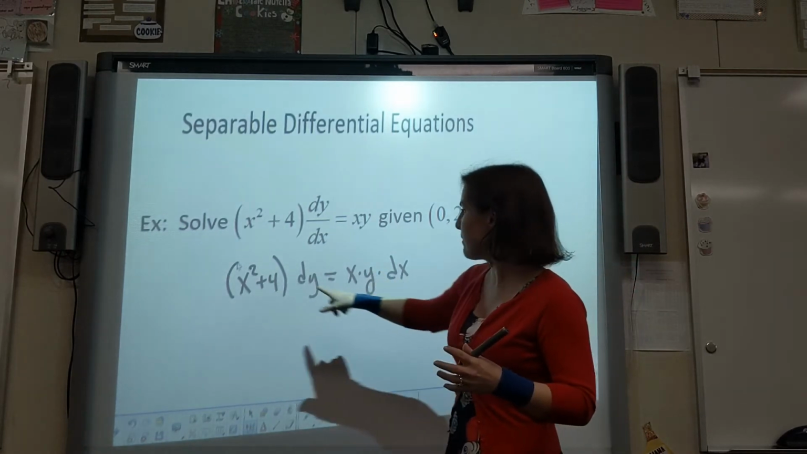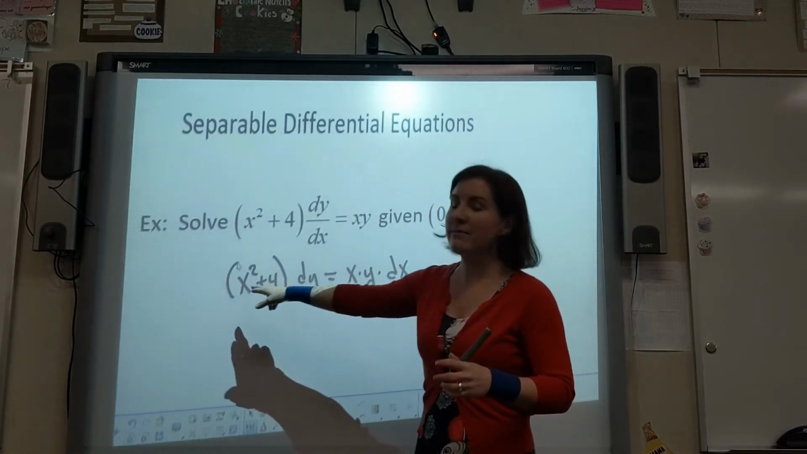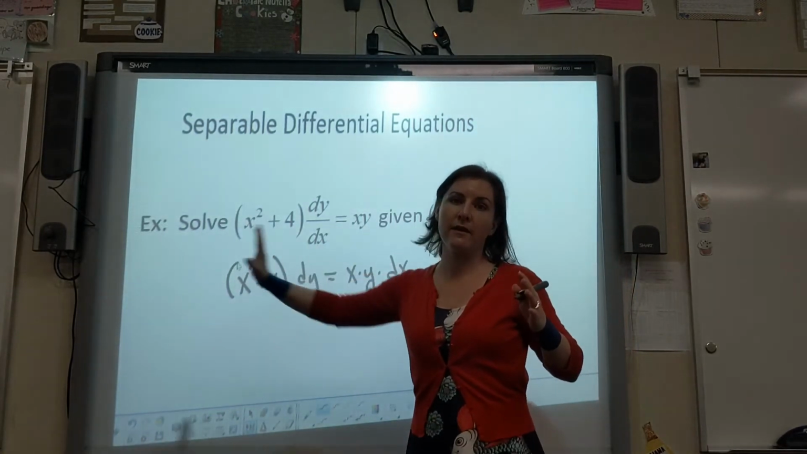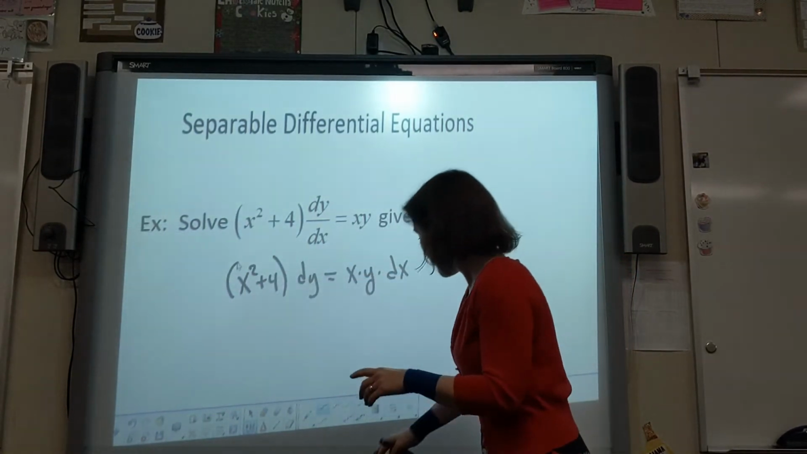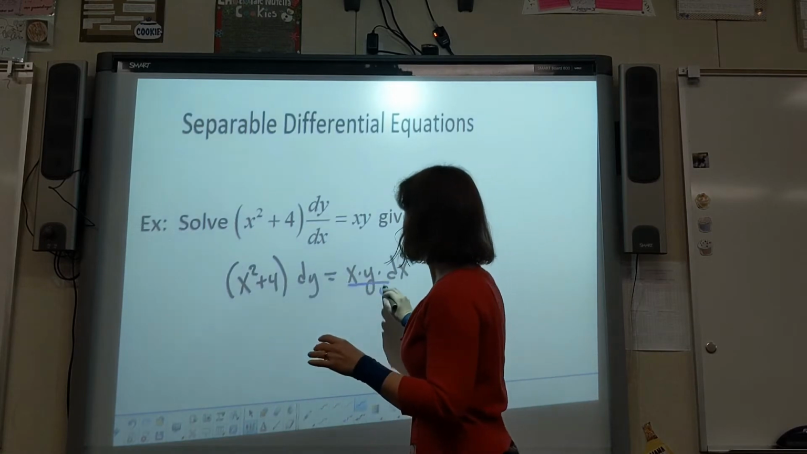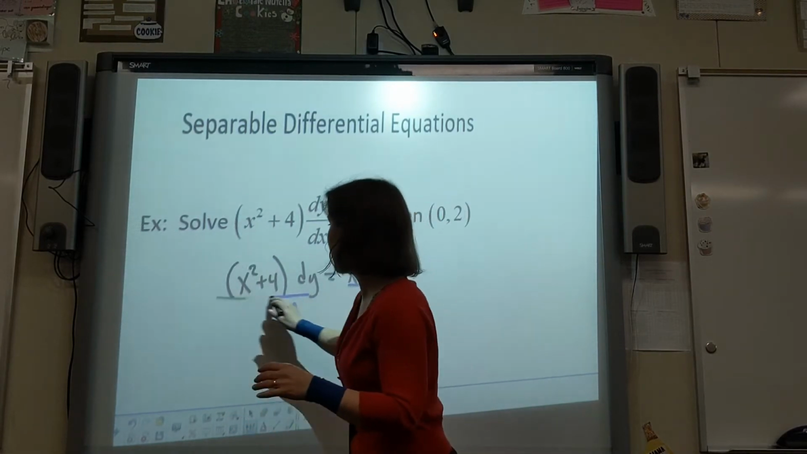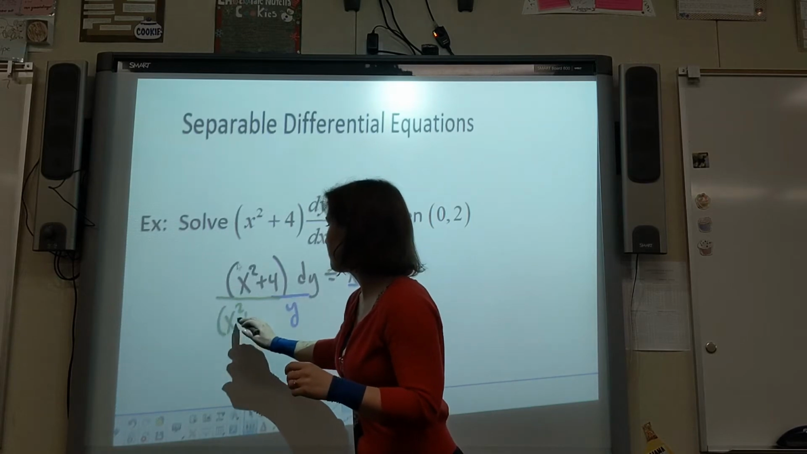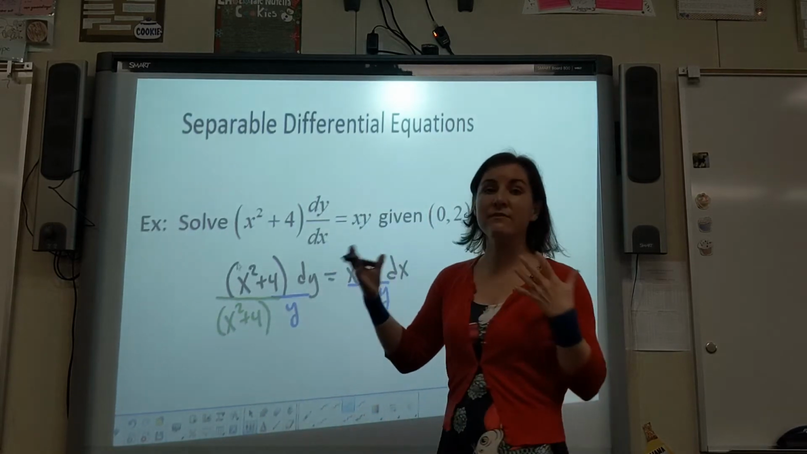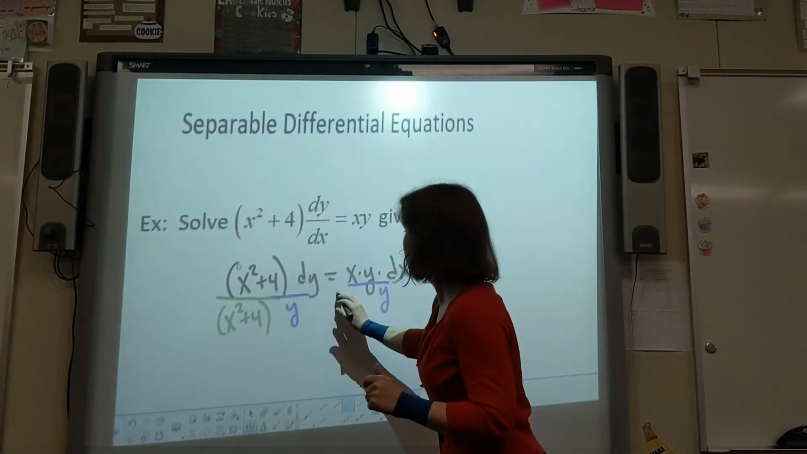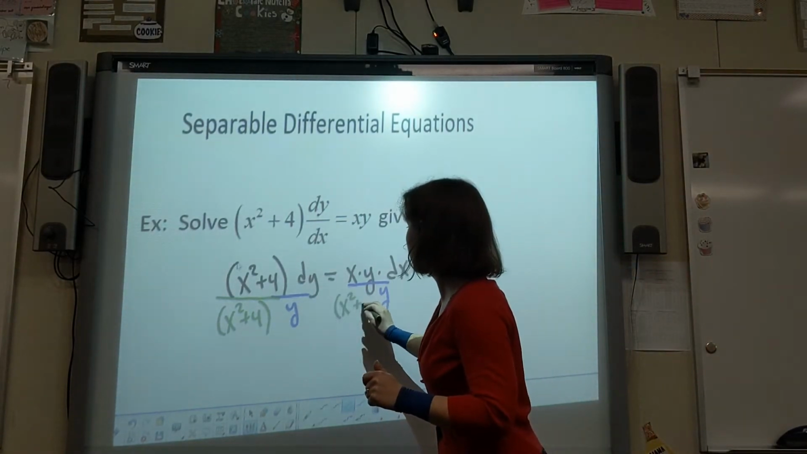Now I need to divide by y and divide by the x squared plus 4. I need the x's over here, the y's over there. Let's divide both sides by y, and also divide both sides by the x squared plus 4. I'm just separating variables right now, hence the name separable differential equations.